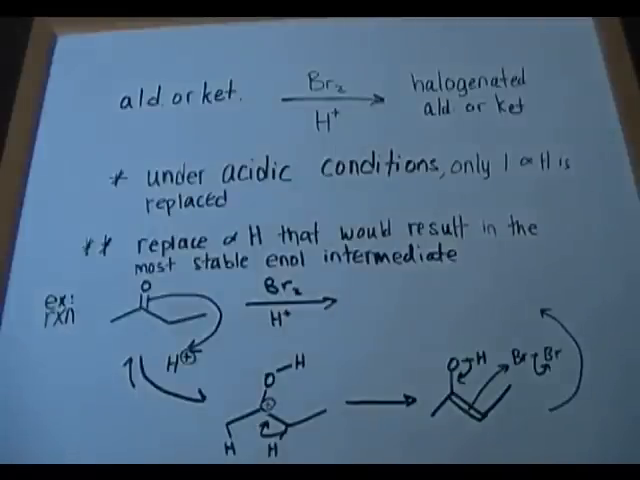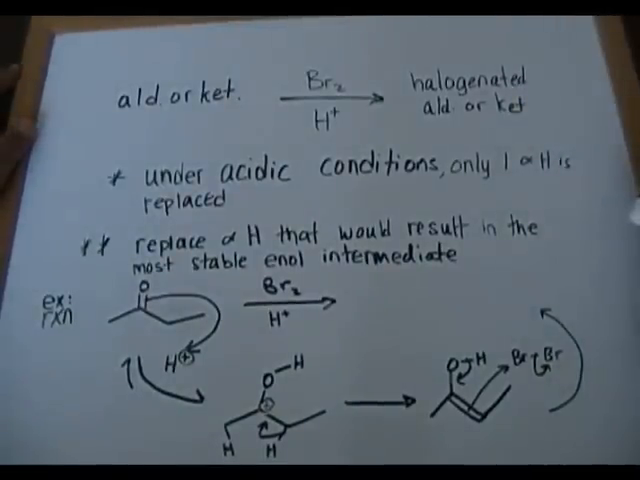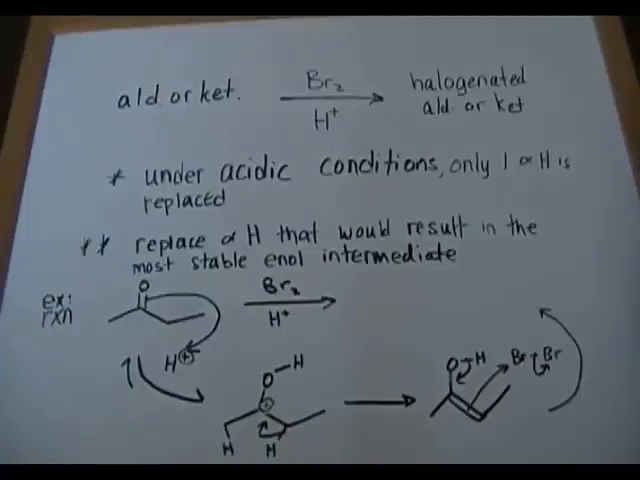Let's get started with this week's topic. Again, it's alpha-halogenation under acidic conditions. Typically, you see these types of reactions working for aldehydes and ketones, and when we're talking about acidic conditions, we treat them with a specific type of halogen. So typically it's Br2, and the H+ represents the acidic conditions, and then we get the halogenated aldehyde or ketone.